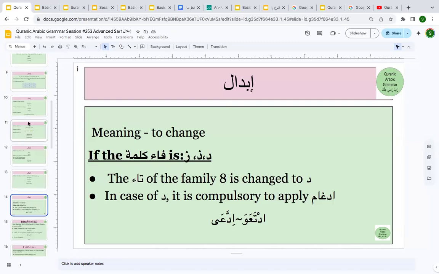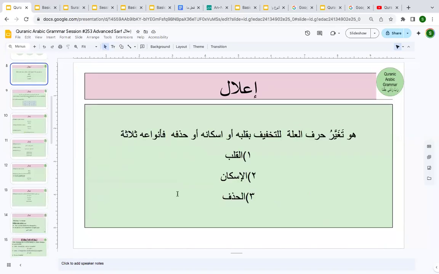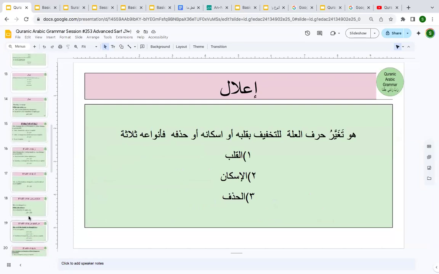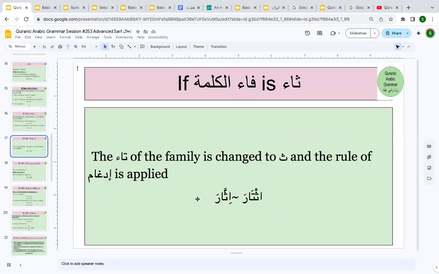You can just say that it is i'lal as well. Yes, all i'lal can come under the umbrella of ibdal as well. But for example, let me show you something here. Let me show you this. Here, istara. Istara, the ta of the family, got changed into sa. Can I call it i'lal? What do you think, Diba? Can it be i'lal?